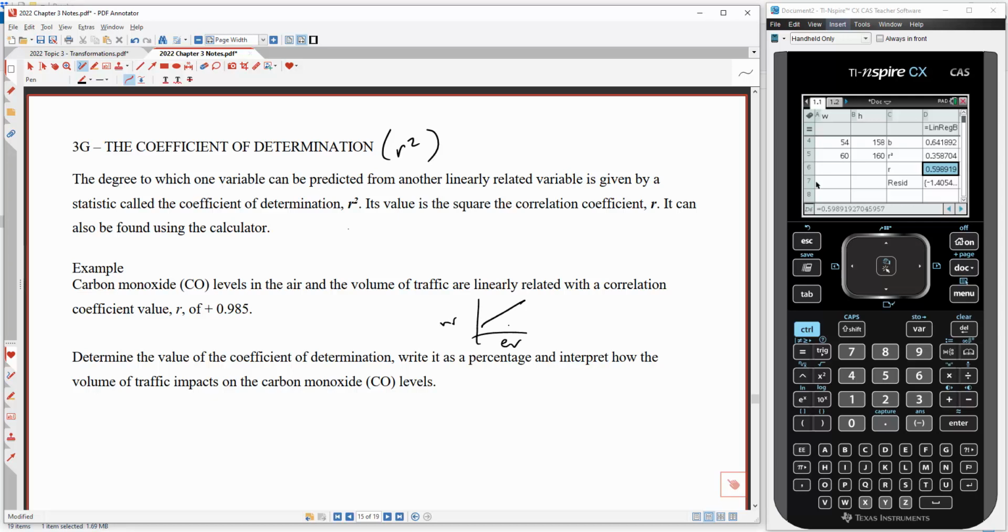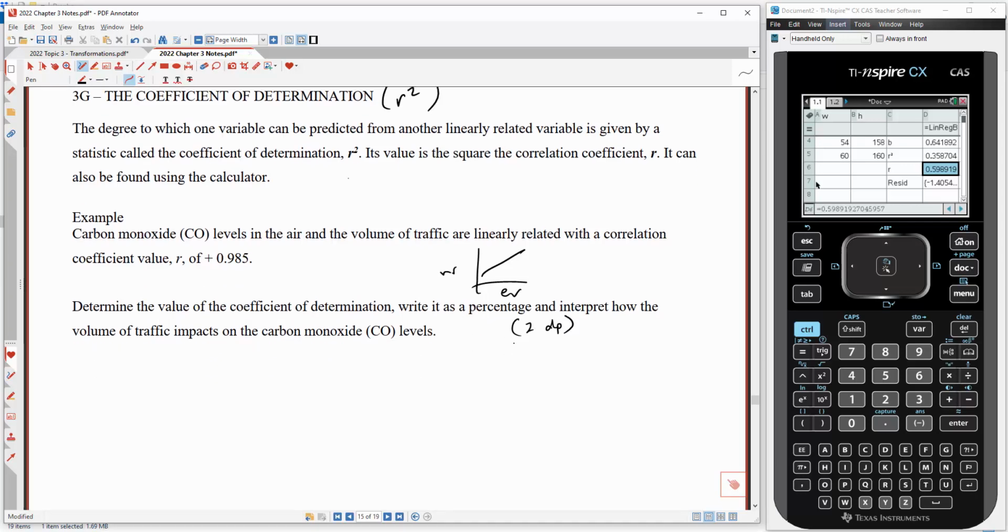So basically, if you imagine it, as the amount of traffic increases, so too does the level of carbon monoxide. That makes sense. More cars on the road, emitting more smoke, etc. So we know that it's got an r value of this. So we're going to determine the value of the coefficient of determination, write it as a percentage, and interpret how the volume of traffic impacts the carbon monoxide CO levels. So when we convert it to a percentage, let's just say that that is going to be to 2 decimal places. VCAA or a SAC will tell you exactly how many decimal places.